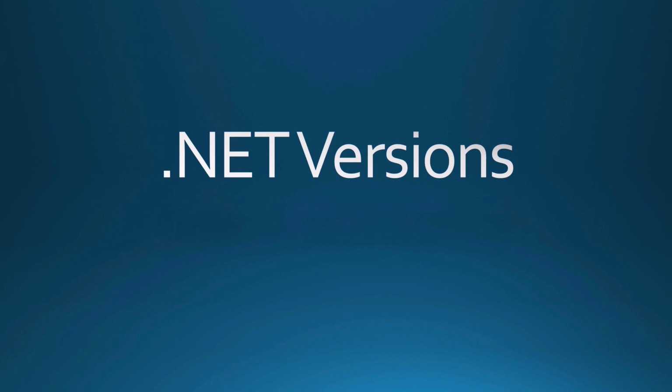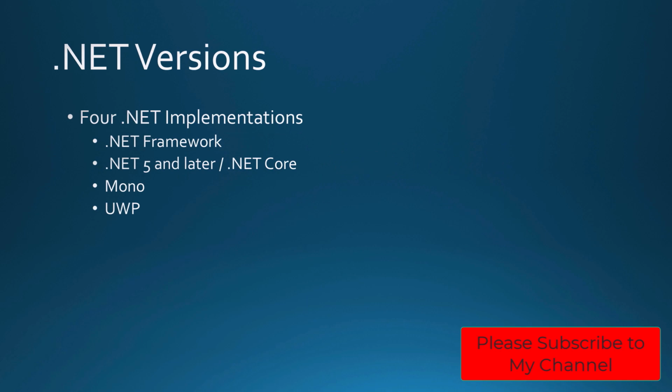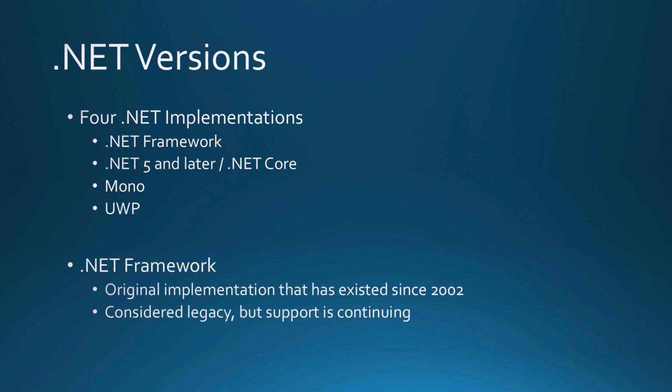Let's talk about the different .NET versions that are available. Now, .NET has been around for a long time, and right now there are 4 .NET implementations. There's the .NET Framework, there's .NET 5 and later, also known as .NET Core, there's Mono, and there's UWP. Now, the .NET Framework is the original implementation that has existed since 2002, actually even going back a little further if you're including the betas. Now, it is considered legacy, but support is continuing at this time.